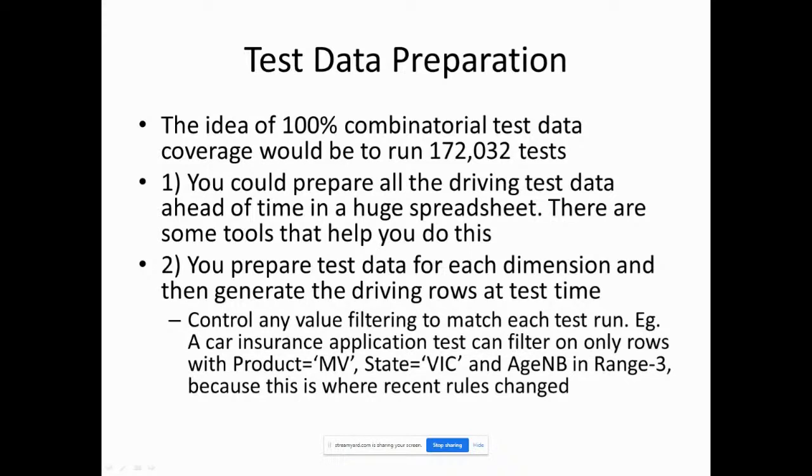So for example, if you did have a lot of rows, 172,000 rows, and you decided, well, I'm going to run tests because there were some recent rule changes for motor vehicle products in Victoria for people in range 3 of age, and just run those tests. And there might be 32,000 of them, and they might run 6 hours overnight, and maybe that's what would suit you.